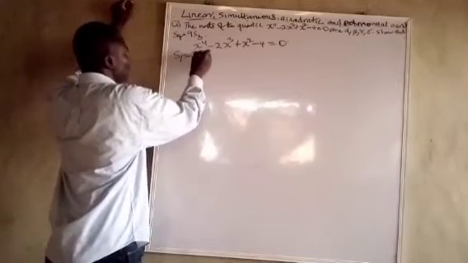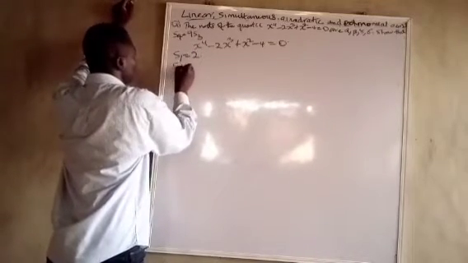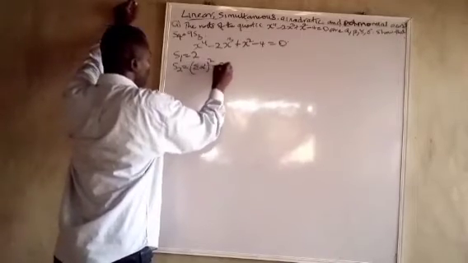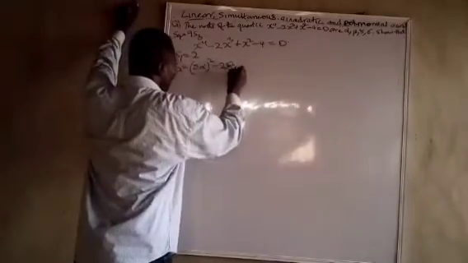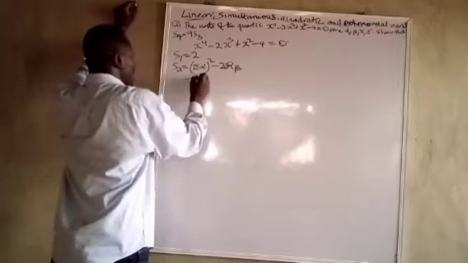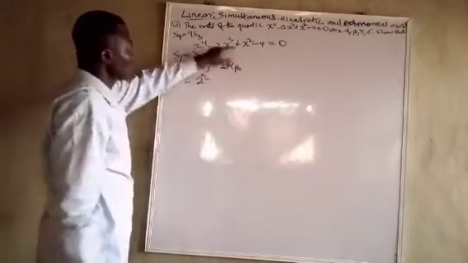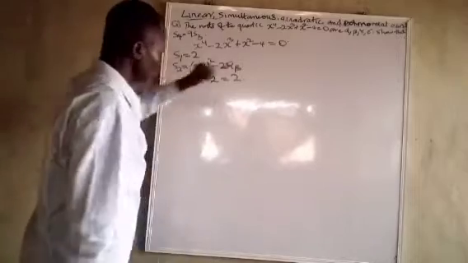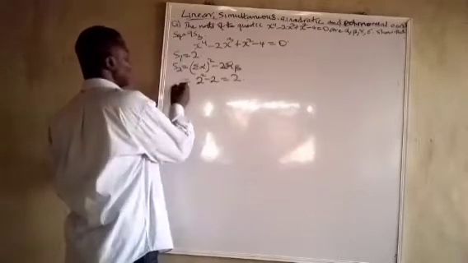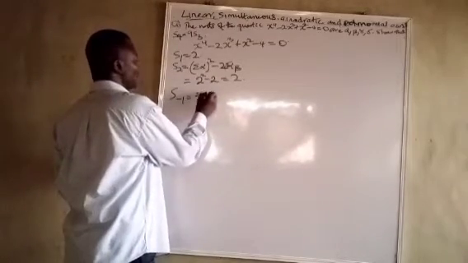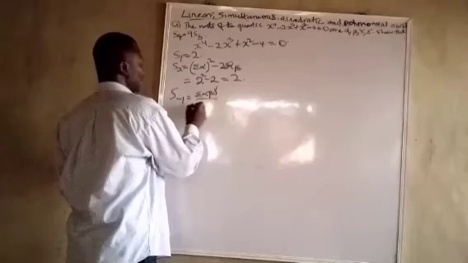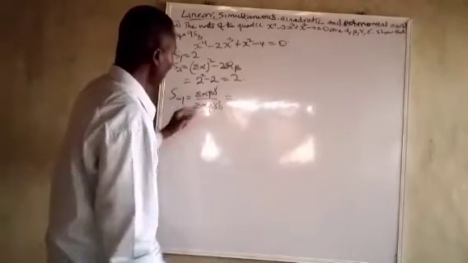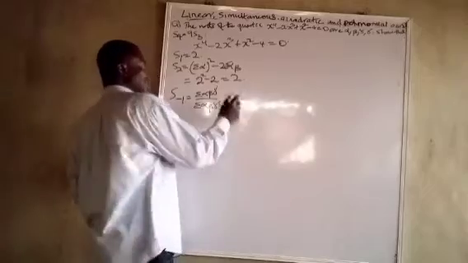S1 is equal to 2. S2 will be equal to summation alpha all squared minus 2 summation alpha beta. And this is 2. So we have 2 squared minus 2 times 1, and that is 2. Another thing we need to find is s minus 1, which is summation alpha beta gamma over summation alpha beta gamma delta. And in this instance, summation alpha beta gamma is 0. So this one is 0.